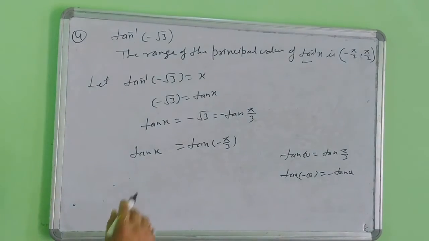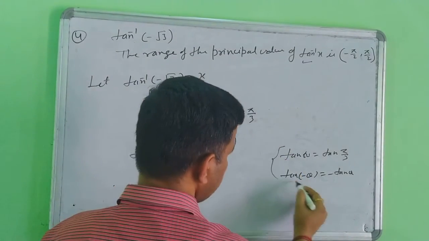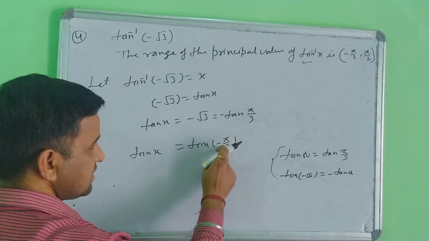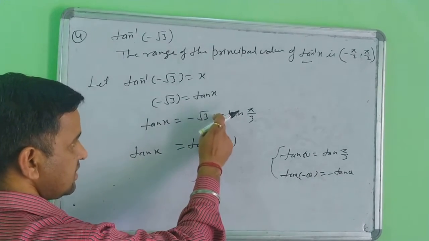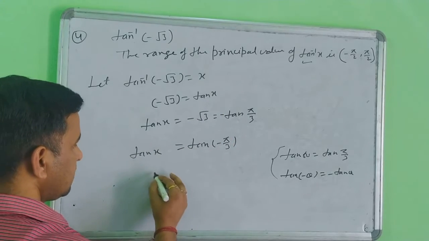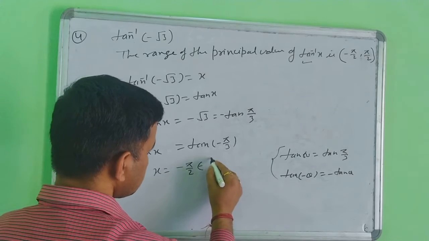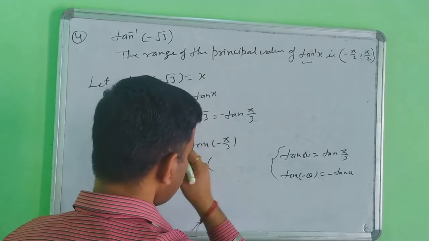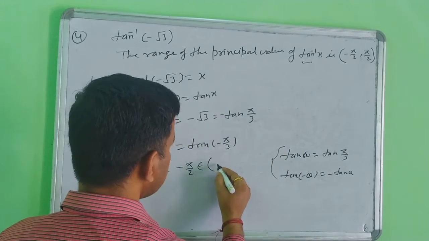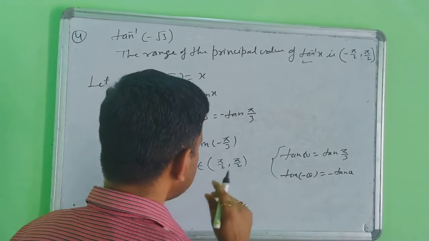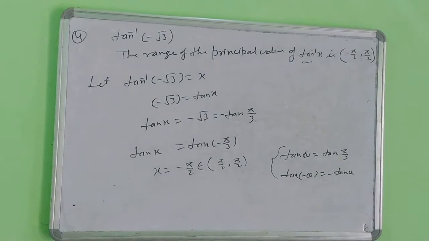First of all, the identity tan minus theta equals minus tan theta, but this minus sign you are using inside. After that, tan equals, then what is the value of x here? Minus pi by 3. So now you check whether this belongs to minus pi by 2 to pi by 2. Yes. First of all, check whether this answer is correct or not. Check it quickly.